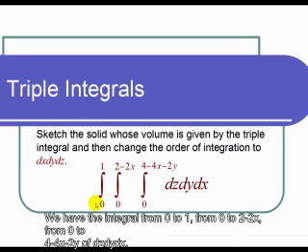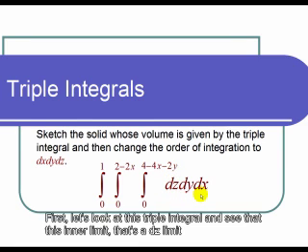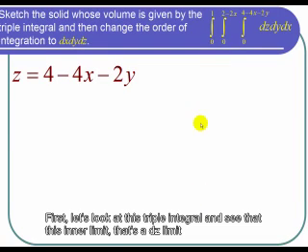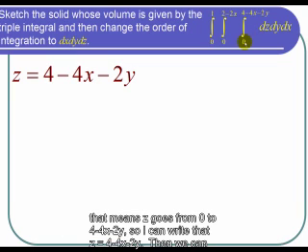And we have the integral from 0 to 1, from 0 to 2 minus 2x, from 0 to 4 minus 4x minus 2y, of dz, dy, dx. So let's first look at this triple integral and see that this inner limit, that's a dz limit, so that means z goes from 0 to 4 minus 4x minus 2y. So I can write that z equals 4 minus 4x minus 2y.